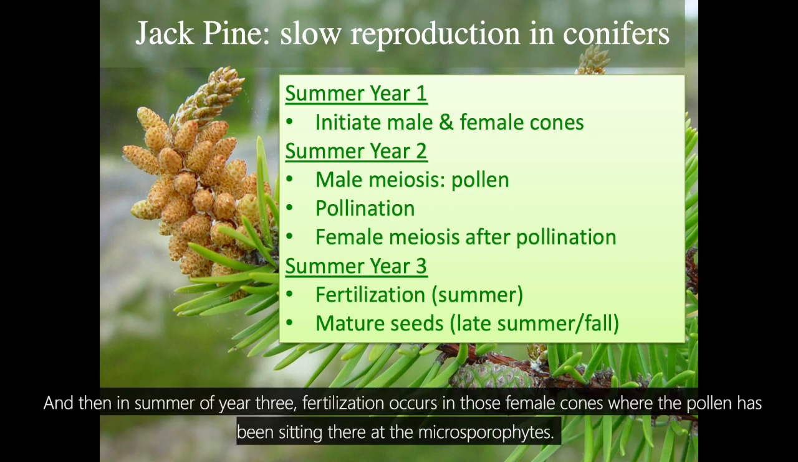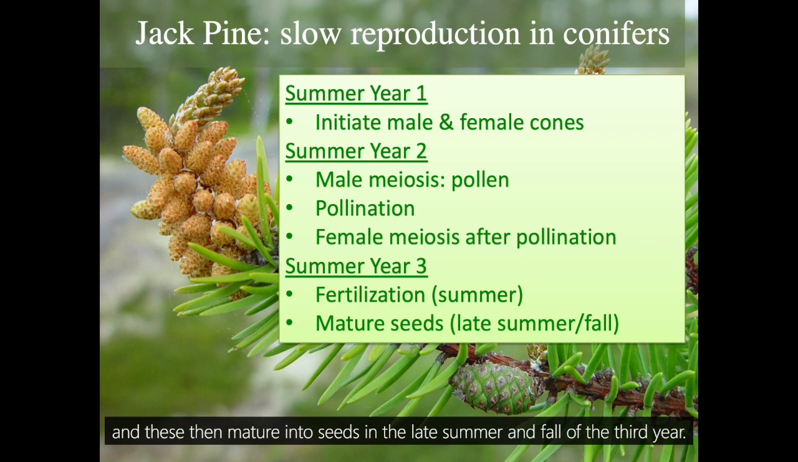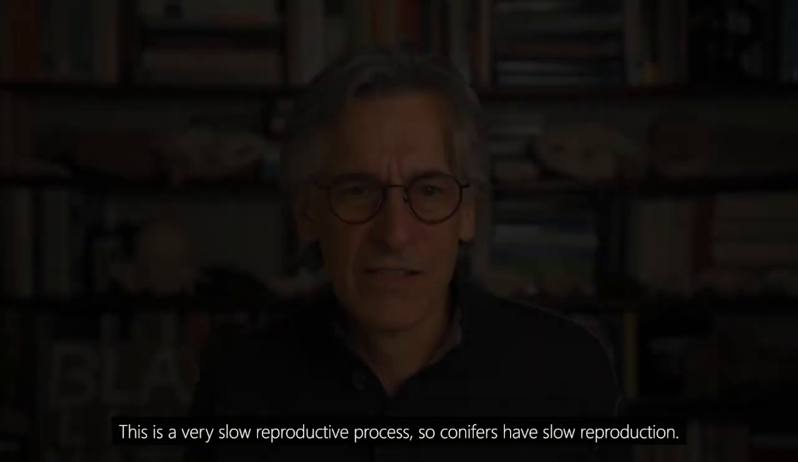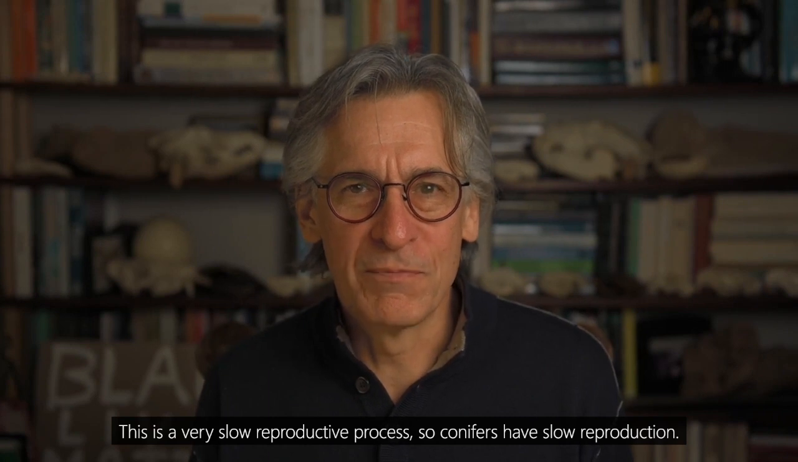And then in summer of year 3, fertilization occurs in those female cones where the pollen had been sitting there at the micropyle. And these then mature into seeds in the late summer and fall of the 3rd year. So this is a very slow reproductive process. So conifers have slow reproduction.